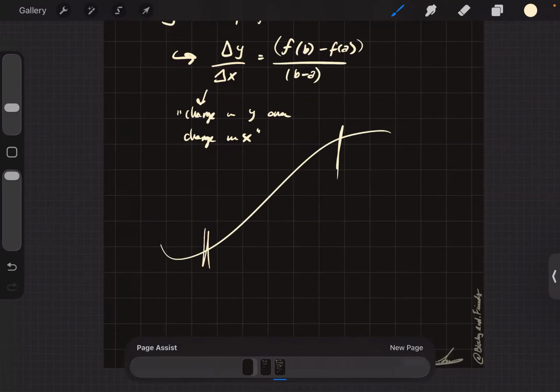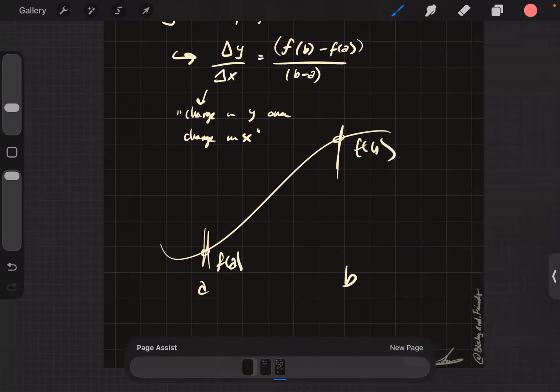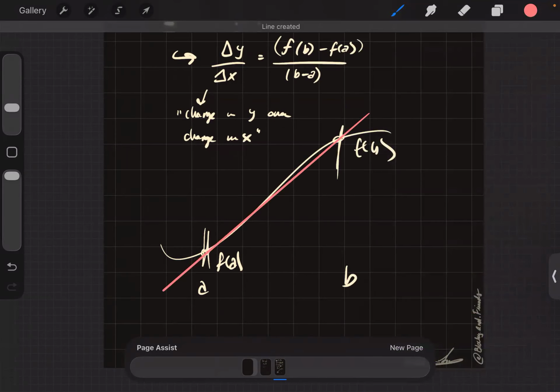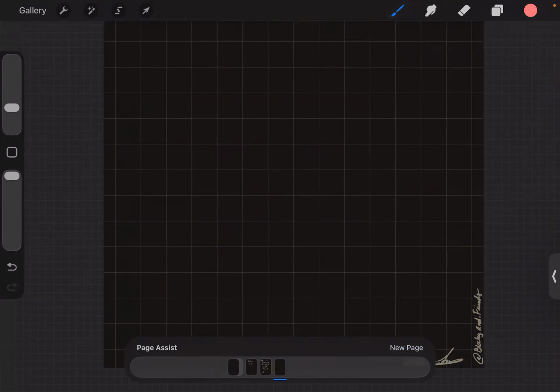Okay, so like if you have a, b, f of b, f of a, then you can kind of eyeball the slope, right? Change of a, change of b gives you a line that does something like that. And it's not bad, right? So let's do an example really quick.